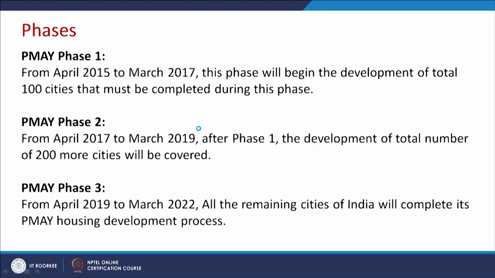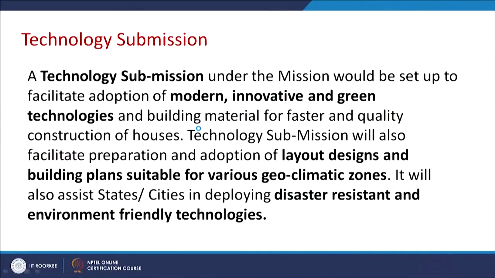Next, it has 3 phases, phase 1, phase 2 and phase 3. We are running on phase 2. The next phase will be from 2019 to 2022. By that time it should complete all the houses which it has targeted. Then under the Pradhan Mantri Awas Yojana, another sub-mission is there, which is called the technology sub-mission. The objective of the technology sub-mission was, as I discussed in the lecture on centrally sponsored schemes, that the earlier programs suffered for many reasons, including land, technology, manpower and institutional and legal mechanism. Out of that, technology was one of the indicators because of which the projects suffered.